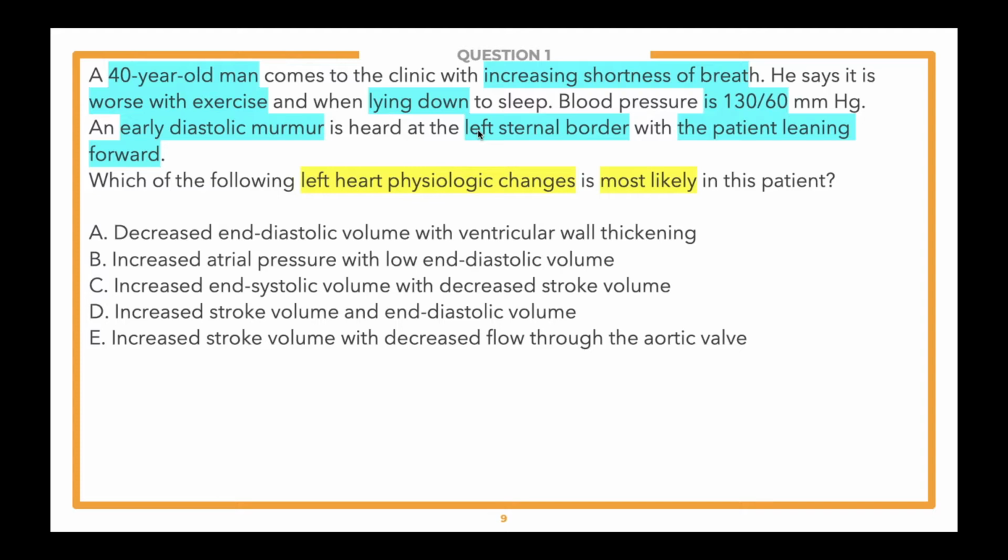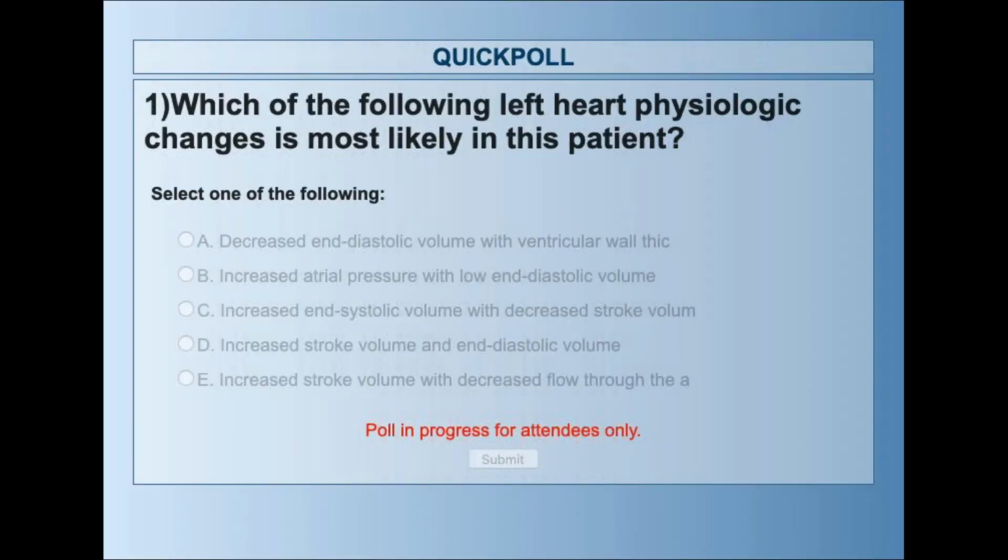Answer choice E, increased stroke volume with decreased flow through the aortic valve. D, increased stroke volume and end diastolic volume. C, increased end systolic volume with decreased stroke volume. B, increased atrial pressure with low end diastolic volume. And A, decreased end diastolic volume with ventricular wall thickening. So those were a lot of words. We'll leave this screen up for just a second, so you can make sure you're getting a good look at those answer choices, not getting confused. And then we'll go ahead and open up that poll.